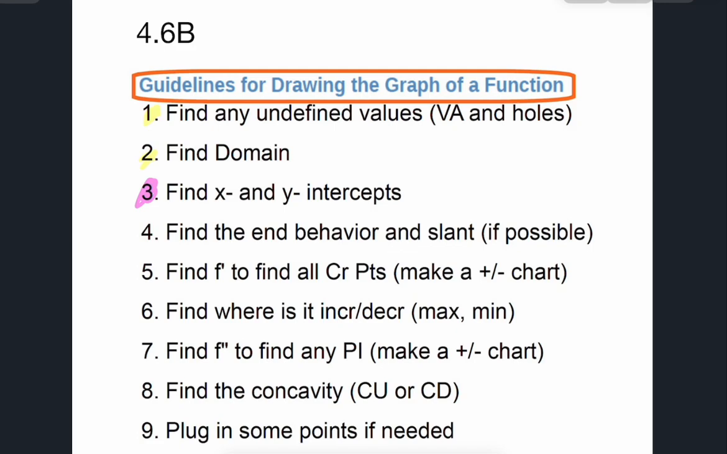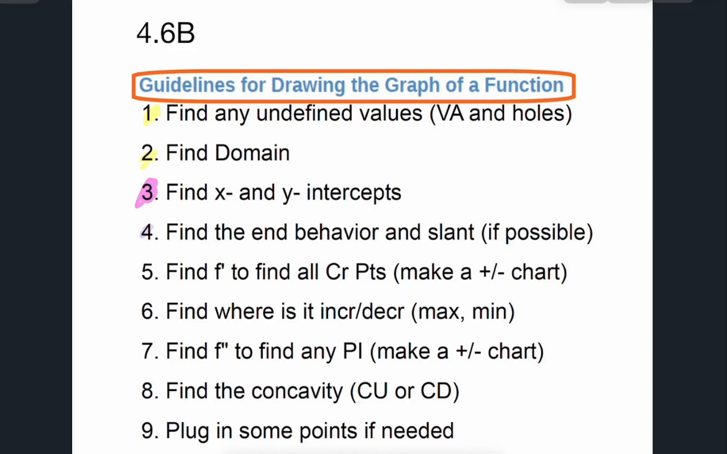Then you're going to find the end behavior. So that is, again, where the beginning of this lesson comes into play. What are the ends doing? Is there a horizontal asymptote? Is there a slant asymptote? Or do the ends just go to infinity or negative infinity?